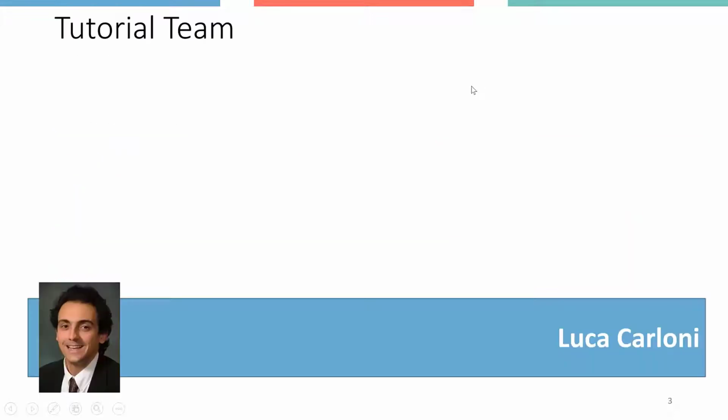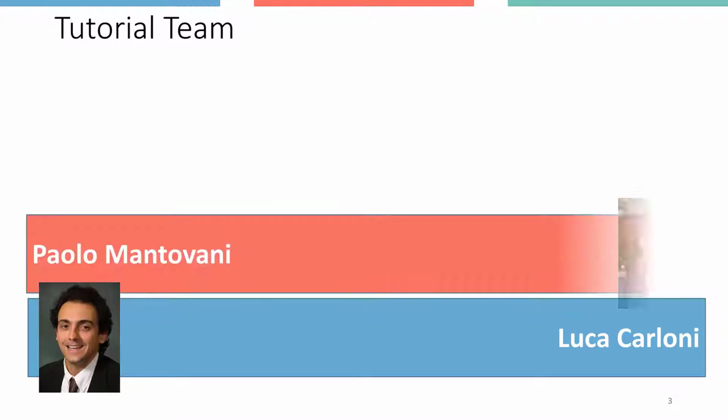So today with me, my name is Luca Carloni. I'm a professor of computer science at Columbia University, where I lead the system level design group, and I've been working on various aspects of embedded system design, design automation, and system on chip design for almost 20 years. And the rest of the team today consists of Paolo Mantovani, who is an associate research scientist at Columbia University and is the main architect of ESP.